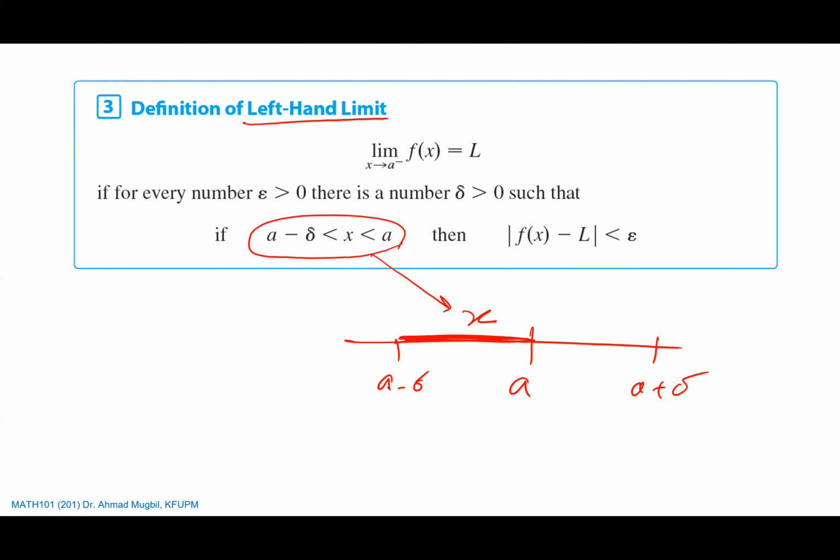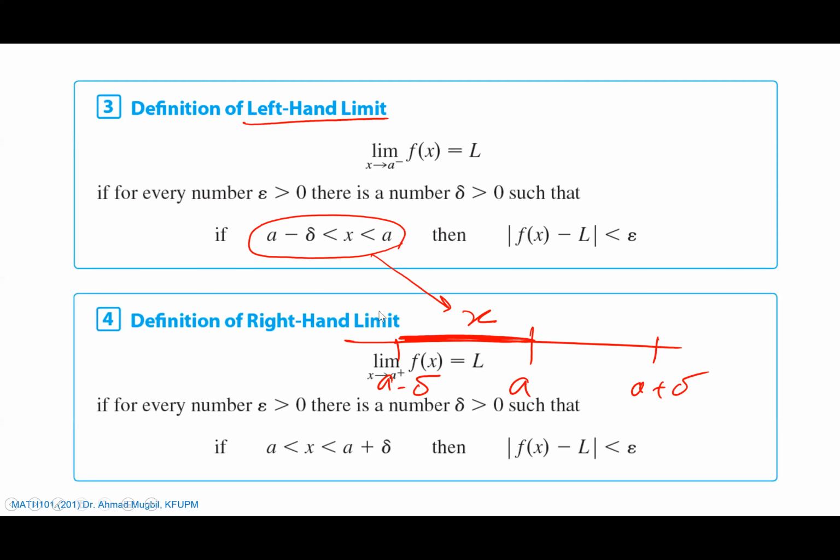X will be between A and A minus delta. If we have a right hand limit, our X will be between A and A plus delta. So there is no absolute value. In general it is like this, Shabab. But when it is a right limit, it is this way. When it is a left limit, it is this way. You will focus on one branch only. We will have an example about that. I will show you.